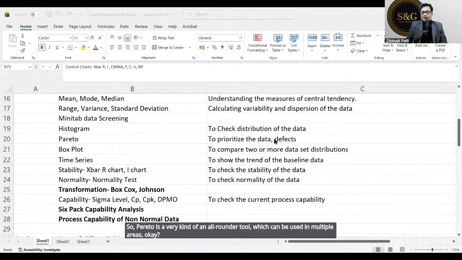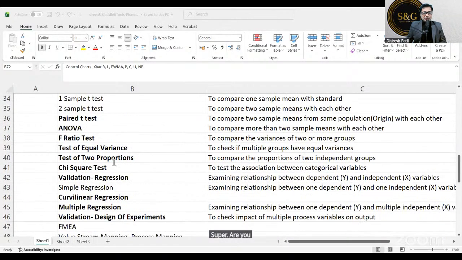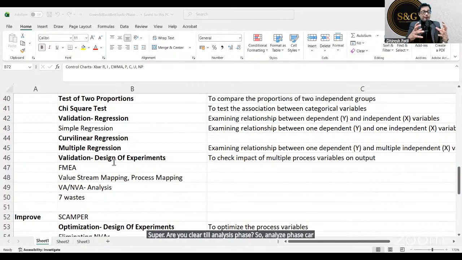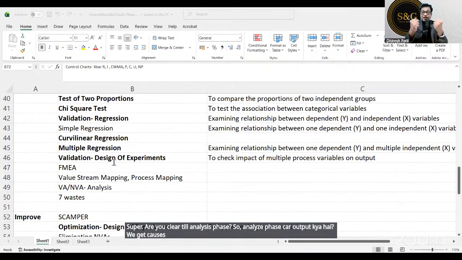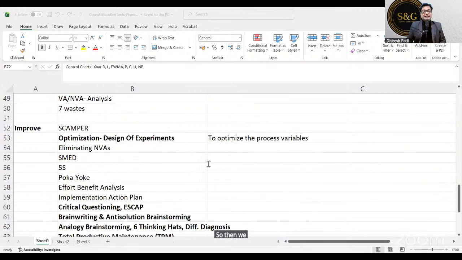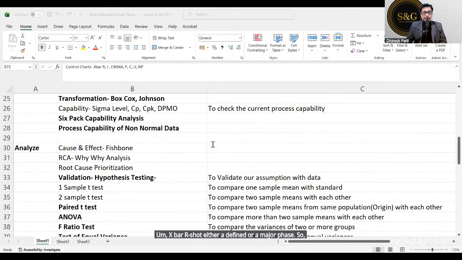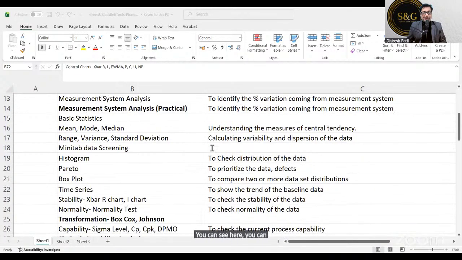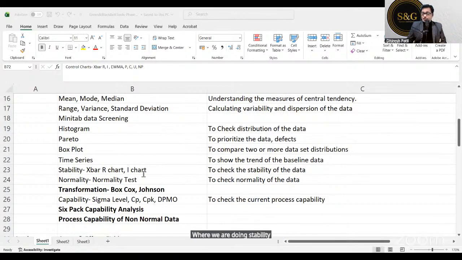Superb. Are you clear till the analysis phase? So what is the output of the analyze phase? We get causes and root causes which are validated strongly with the data. These are proven root causes, ready to be solved, ready to identify the solutions. So then we go to the improve phase to find out solutions. X bar R chart is either in the define or the measure phase. So you can see X bar R chart here as well in the measure phase, where we are doing the stability check. We can see X bar R chart.